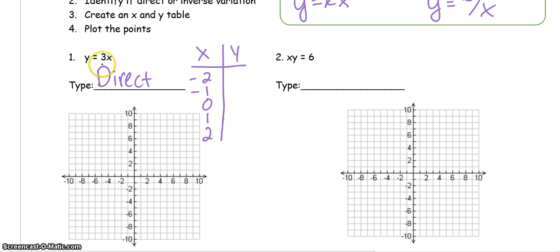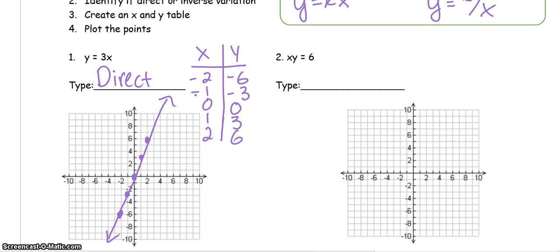So if I plug in -2, 3 times -2 is -6. 3 times -1 is -3. 0 times 3x is 0. 3 times 1 is 3. 3 times 2 is 6. So now we can plot those points. I've got -2, -6, -1, -3, 0, 0, 1, 3, and 2, 6. And then we can draw a straight line to connect those dots.